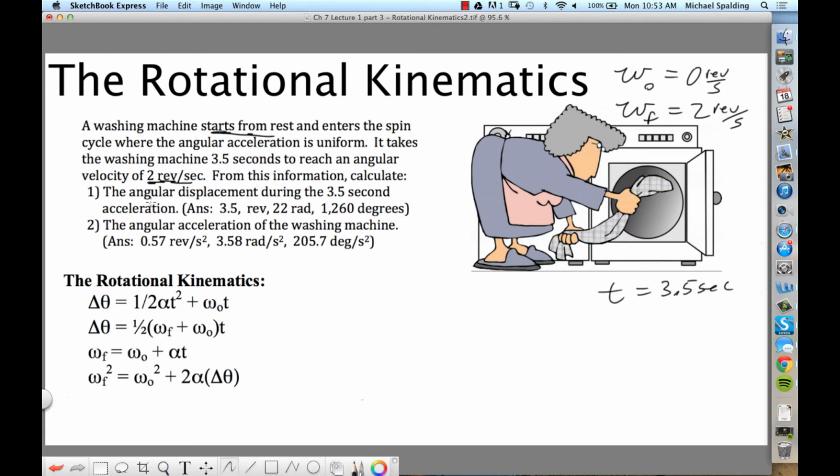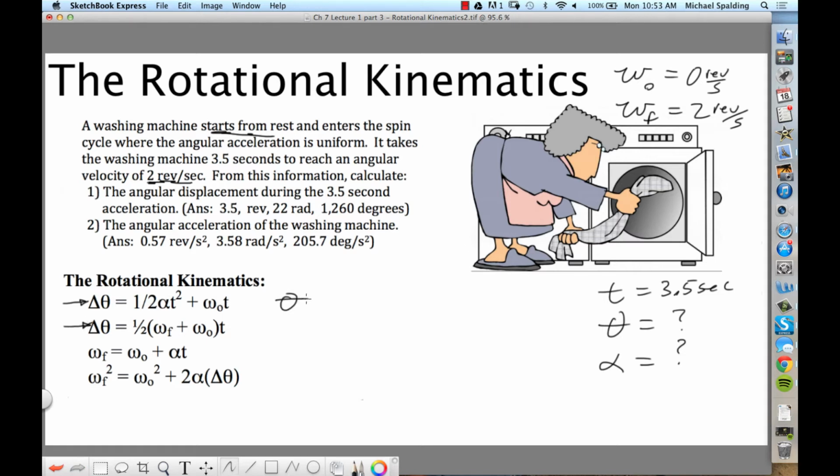So the first question, what's the angular displacement? We don't have that. Theta, angular displacement's a question mark. Acceleration, alpha, that's a question mark. So how do we find the angular displacement? Could we use the first equation? No, because we don't have the acceleration. So let's look to the second one. Will this one work? Yeah.